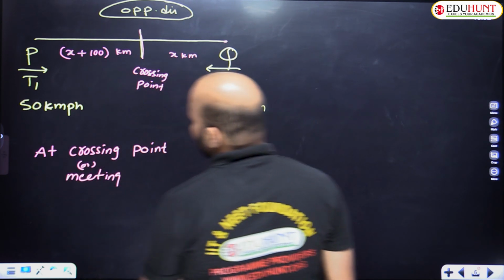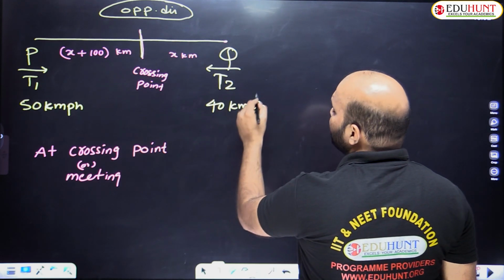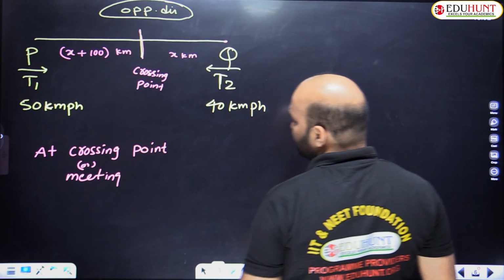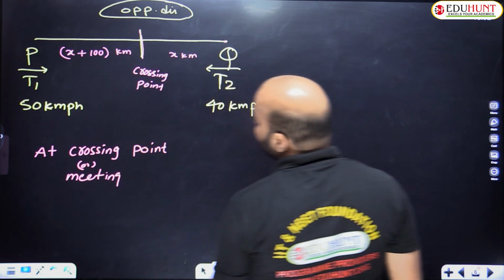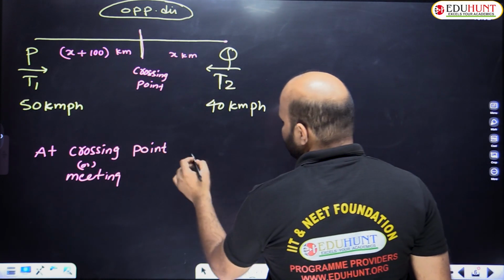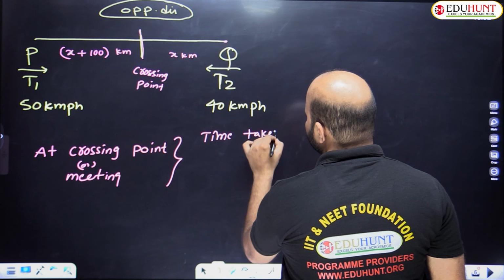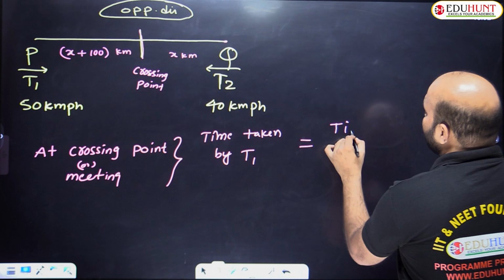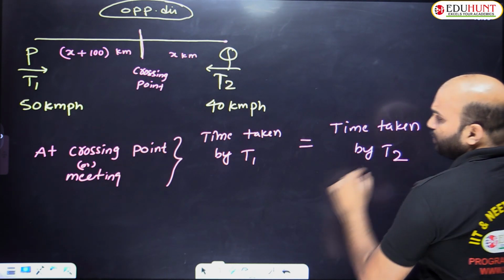Am I clear? At the crossing point, T1 takes how much time? It is equal to T2; it takes the same time. So the times are equal at the crossing point. Clearly we need to understand that at the crossing point, T1 and T2 timings are equal. The time taken by T1 equals the time taken by T2. Nothing but time is equal.